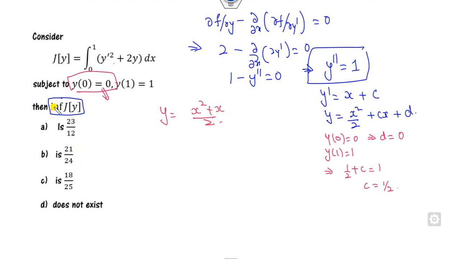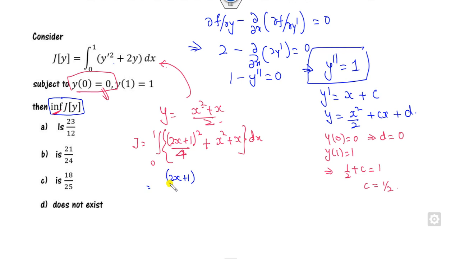But in this case we have to find the minimum value, the infimum value. I can substitute this value here. What is y dash? It is (2x plus 1) over 2. So I can take the square, it's (2x plus 1) square over 4, plus 2y, that is x square plus x. Now you can integrate from 0 to 1. The integration of this is (2x plus 1) cube over 3 times 12, and the 2 also is there, so 24, plus x cube over 3 plus x square over 2 from 0 to 1.